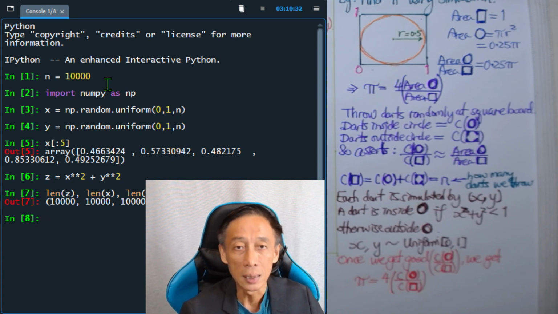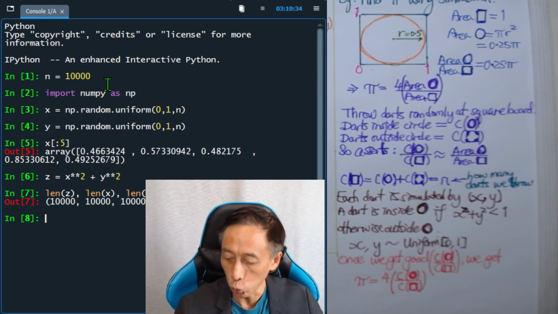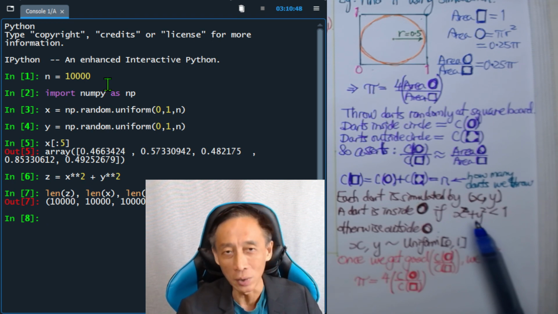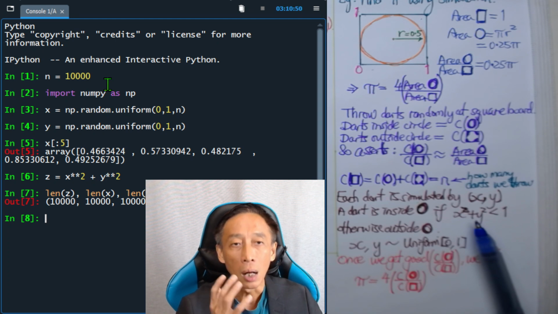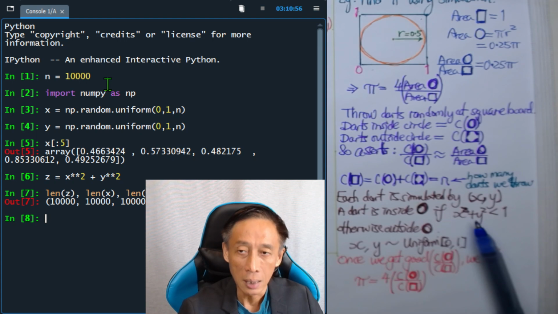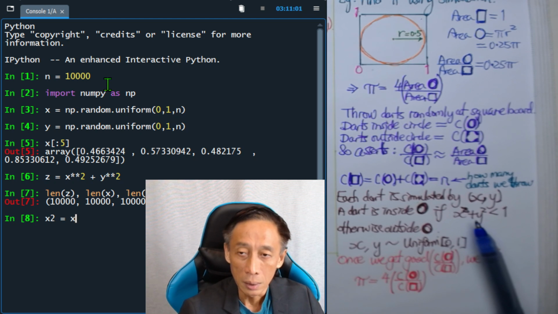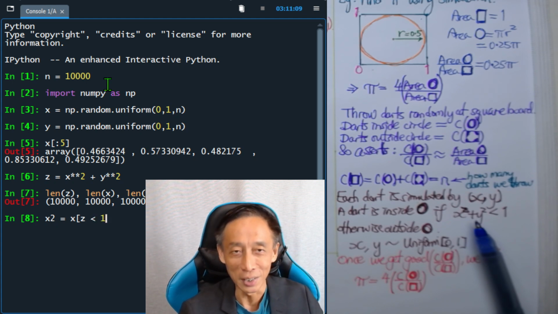So whenever z is less than 1 according to our criteria here, whenever z is equal to x squared plus y squared, whenever z is less than 1, we would want to pick up the x and the y. Actually, y is not necessary because we're just trying to count how many darts are inside the unit circle. So we can say, give me those coordinates of x such that the z values are less than 1. Of course, you can try less than or equal to 1.